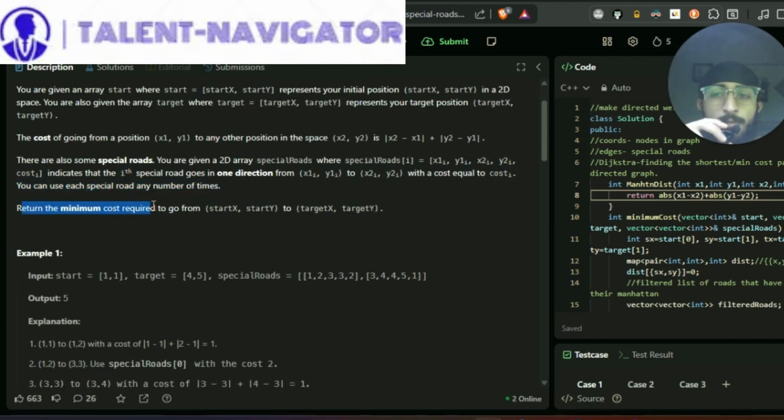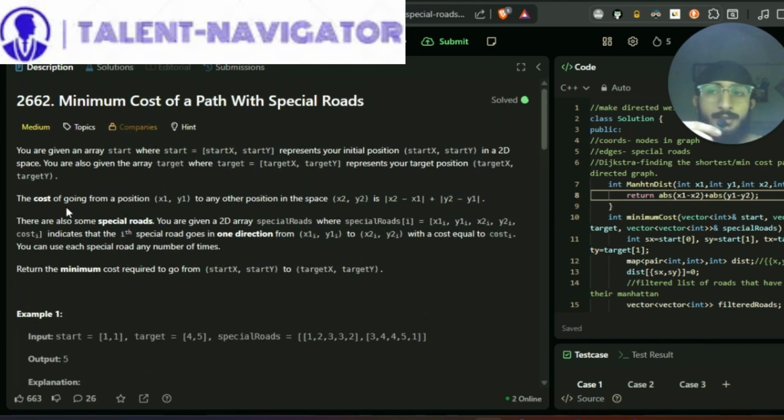Now we need to return the minimum cost required to go from start x, start y to target x, target y. So whenever you hear the problem minimum cost or shortest path, one thing should always strike you, that we can use Dijkstra's algorithm here. So that is basically the intuition part, that when you solve a lot of problems, you get the minimum cost. Whenever you see that keyword, you start thinking in the direction towards Dijkstra's algorithm.